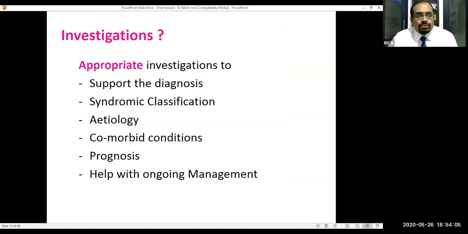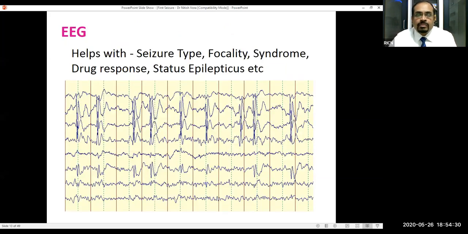So this is a clinical diagnosis. Of course, we need investigations. Why? We need appropriate investigations to support the diagnosis. Sometimes we need them for seizure type classification and also for syndromic diagnosis. Also, we want to know the etiology, what caused it, and the prognosis, which is again very helpful. What are the comorbid conditions? And of course, we need help with the management as well. So this is the role of investigations. We'll go through them one by one.